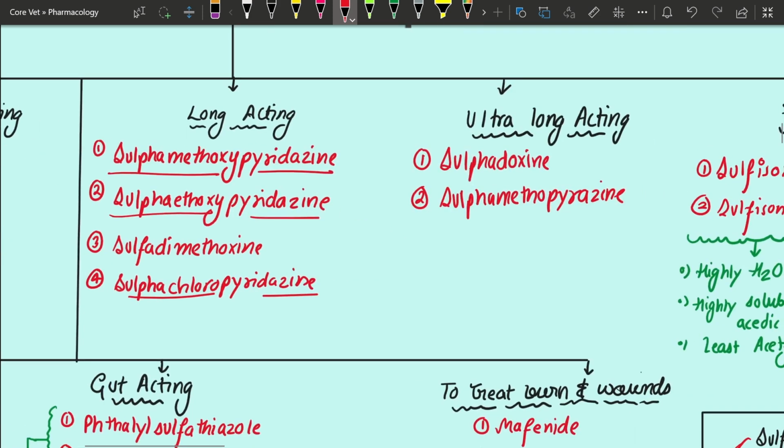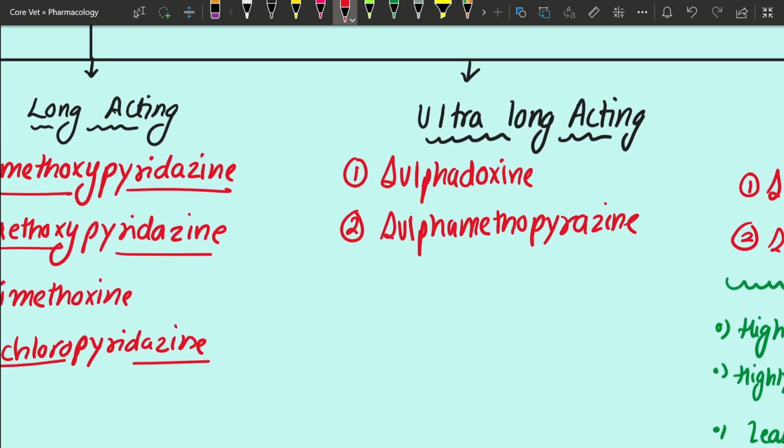Now, if we talk about the ultra long acting, the duration would be more than 1-2 days, meaning you don't have to give repeated doses to the recipient. The person who is going to take the drug doesn't need multiple dosages, because these drugs are long acting, meaning ultra long acting. The examples for the ultra long acting are sulfadoxine and sulfamethopyrazine. Not pyridazine, it's pyrazine. Just do not confuse it with the long acting.